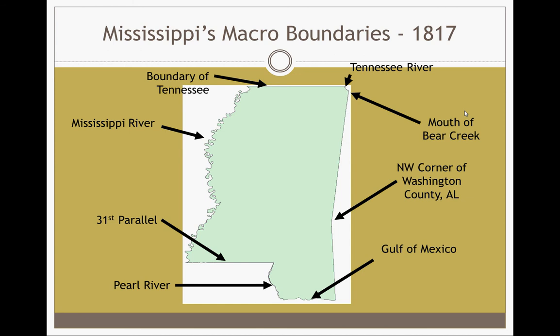Bounded by the Gulf of Mexico, then to the Pearl River, up the Pearl River to the 31st parallel, and then to the Mississippi River all the way back up to the then boundary of Tennessee. And these were the macro boundaries of 1817.